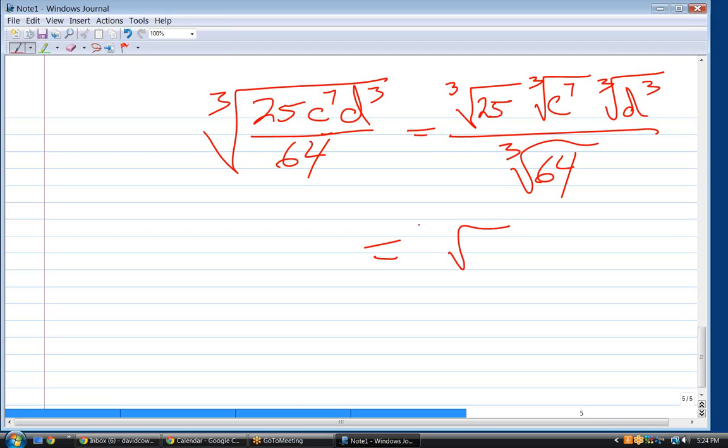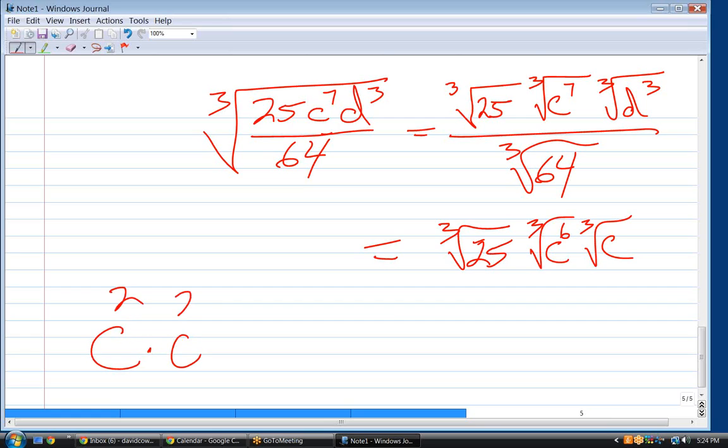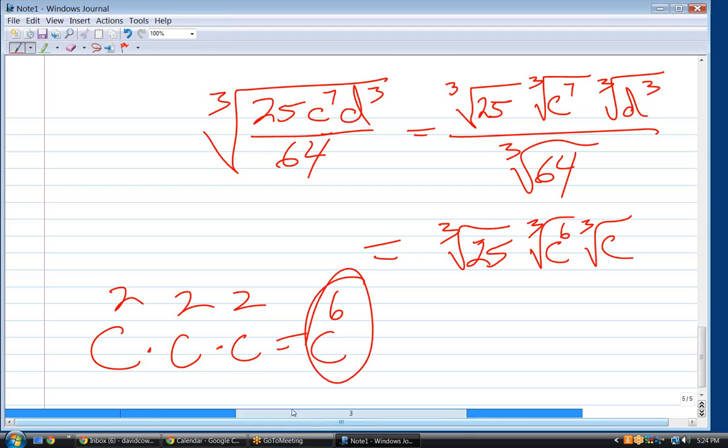So that stays like that. However, the cube root of c to the 7th can be written as the cube root of c to the 6th times the cube root of c, right? What would the cube root of c to the 6th be? It's c squared. Notice that c squared times c squared times c squared is c to the 6th. Therefore, the cube root of c to the 6th is c squared.